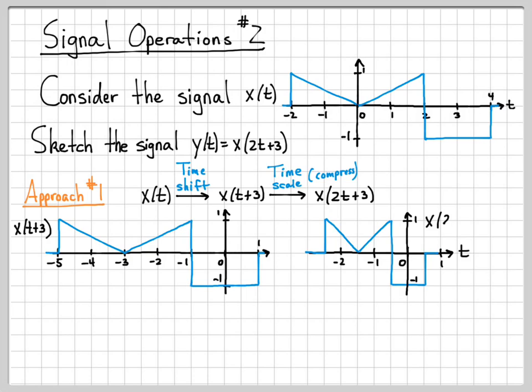So this is the final signal I was wanting, x of 2t plus 3. And we got this signal by doing time operations. We did a time shift, and then we did a time scale. All right, let's do it the other way. Let's do a time scale and then a time shift. That's another way to do this problem.